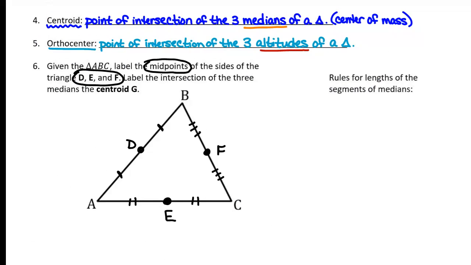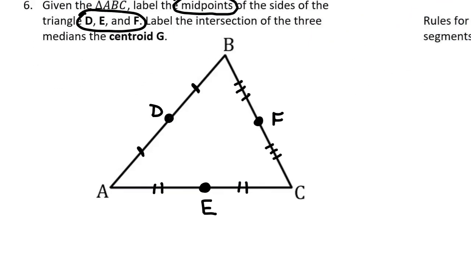Right, I want to draw in the 3 medians now. Look up at the top of the page. A median goes from a vertex to what? A median goes from a vertex to where? To the midpoint. So if I draw a line segment from A and it comes over to F, F is a midpoint, that is a median. From B down to E is also a median. And then from C to F would be a median.